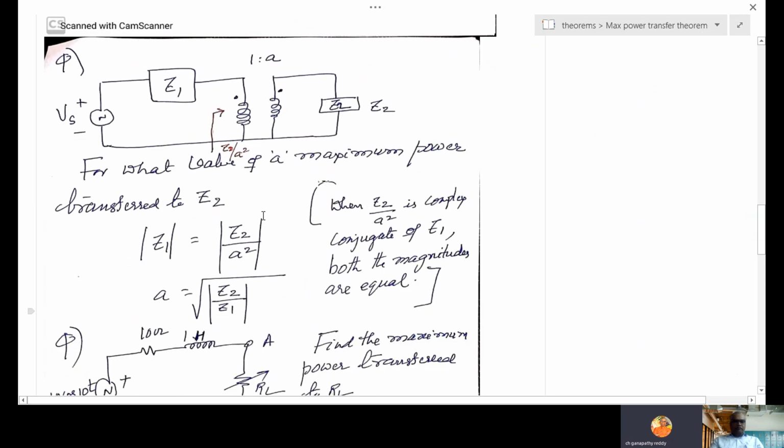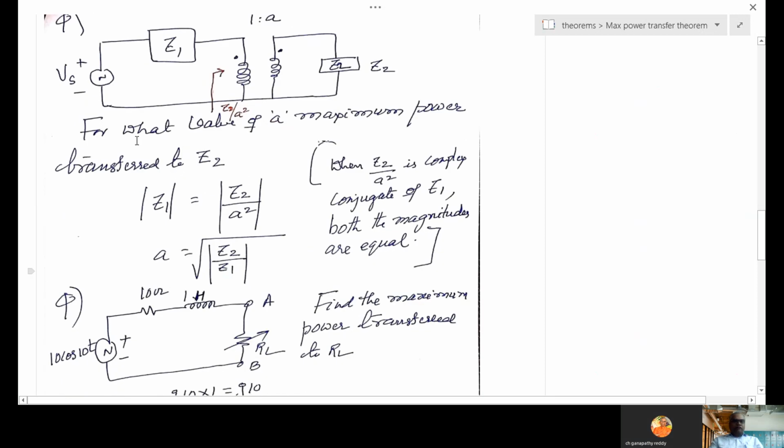And this is another problem. Look at this. It's a transformer with primary and secondary, turns ratio of 1:A. The load is ZL. For what value of A, which is a constant, is there maximum power transfer to Z2? When the transformer secondary is loaded with ZL, what is the primary equivalent of ZL? ZL by A square.